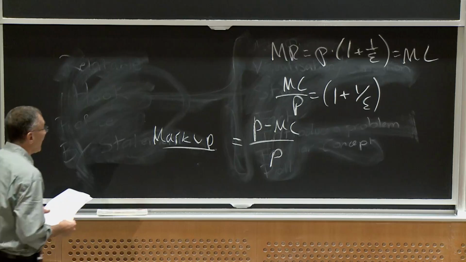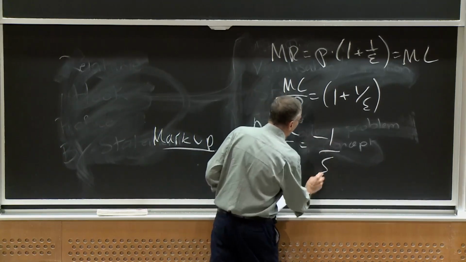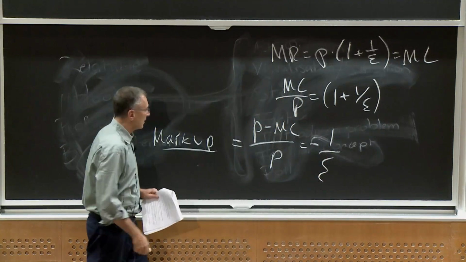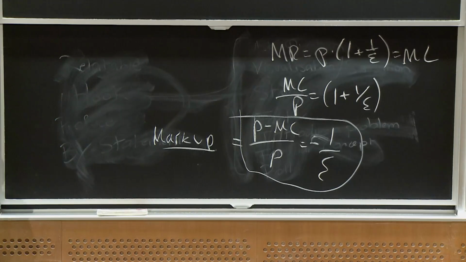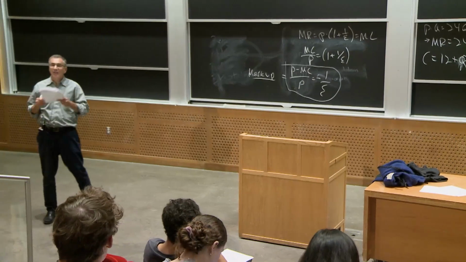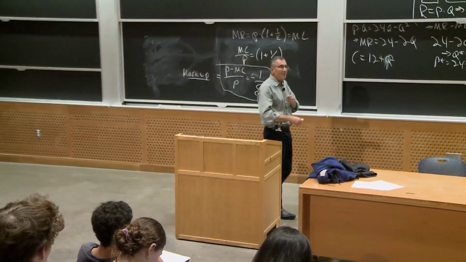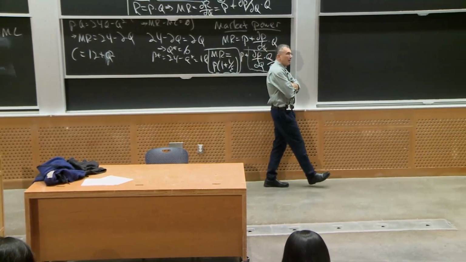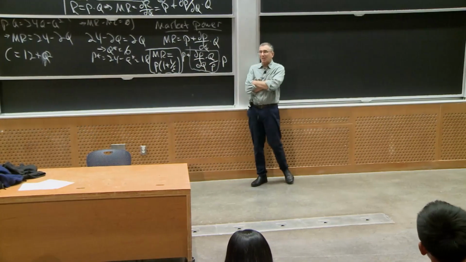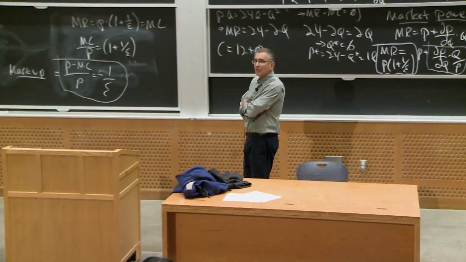If we do the math, the markup is equal to minus 1 over the elasticity of demand. In other words, the profits monopolists can make are inversely proportional to the elasticity of demand. Why does that make sense? Why does it make sense that as markets get more inelastic, monopolists make more money? As markets get more elastic, monopolists make less money. Why does that make sense?